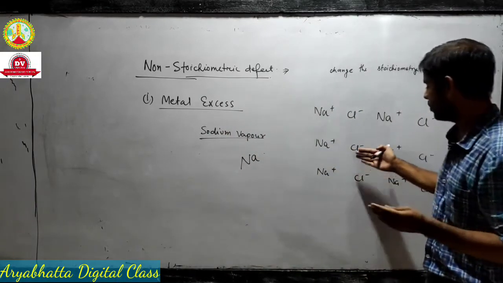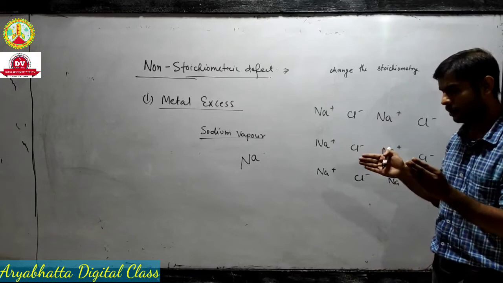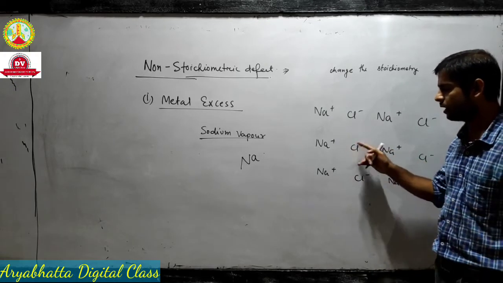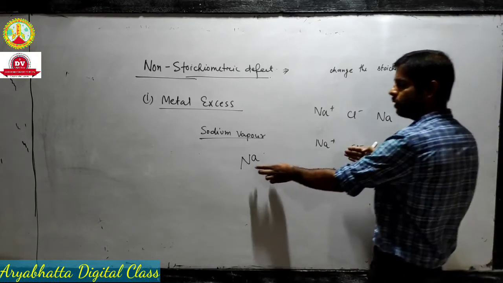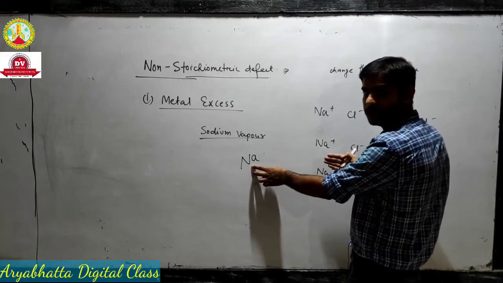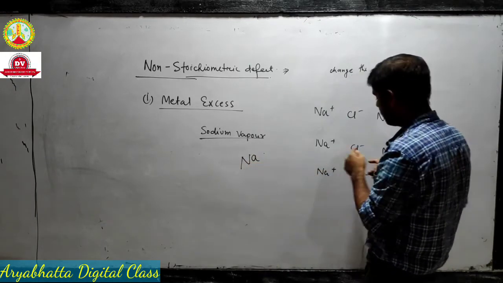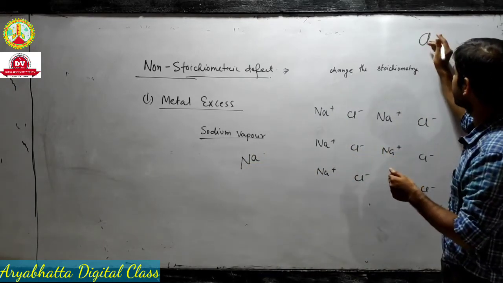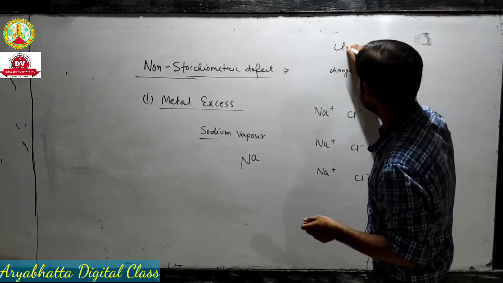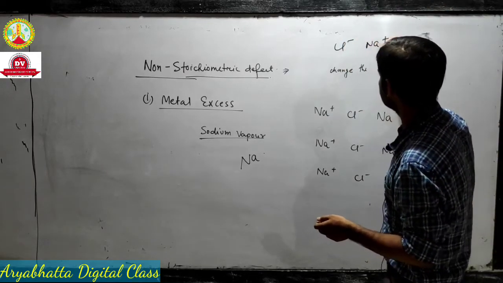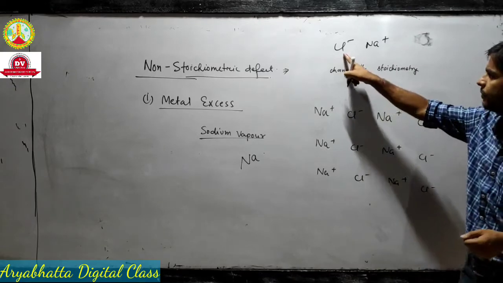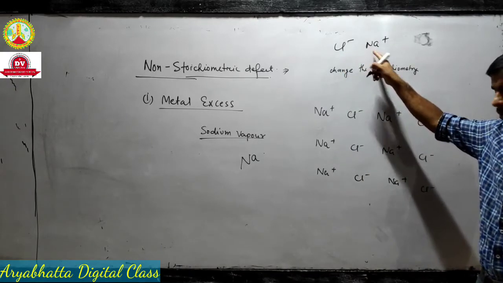Okay, and suppose this chlorine comes to the surface. If chlorine comes to the surface, it still cannot combine with sodium, because chlorine negative can only combine with sodium positive.